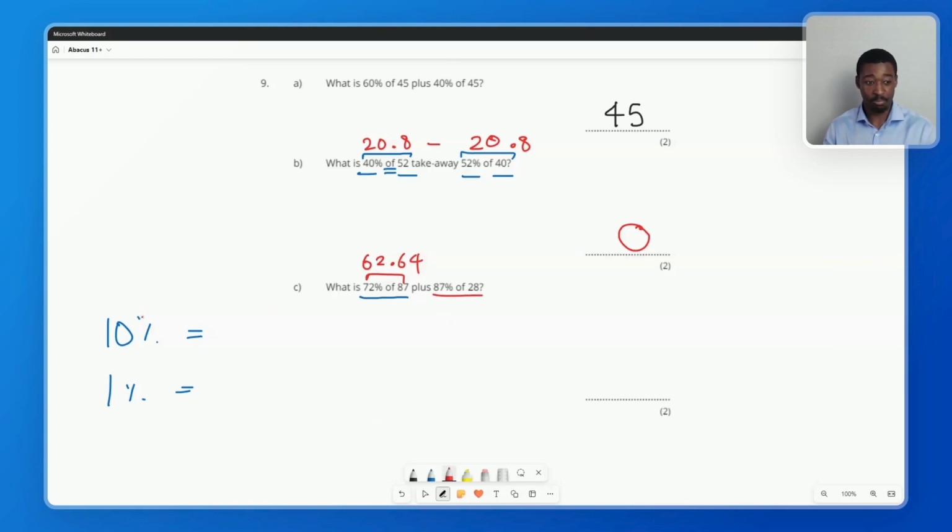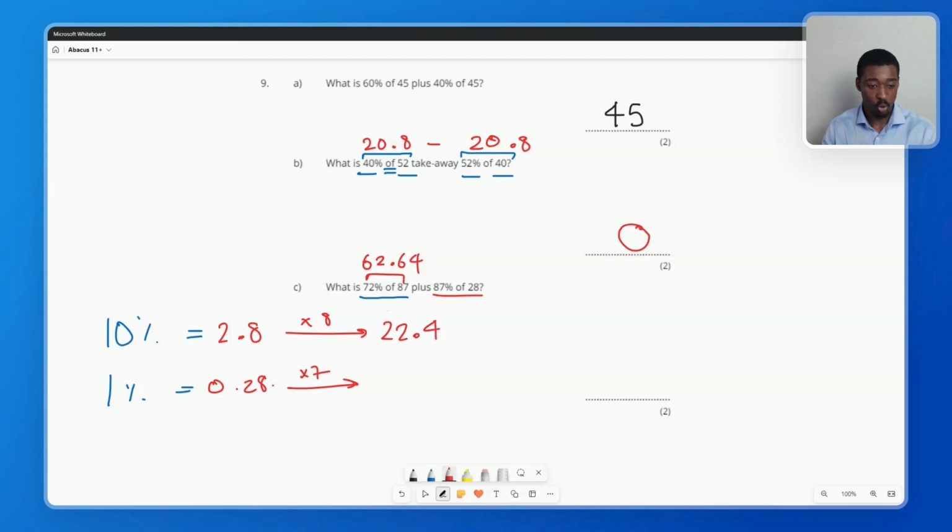And in actual fact, let's do the same thing for 87%. Start with standard percentages. 80, we make it from 10%, and 7, we make it from 1%. 10% of 28 is 2.8. 1% is 0.28. Multiply this by 8 to get 80%. Multiply this by 7 to get 7%. So 2.8 times 8, well, 2 times 8 is 16. 0.8 times 8 is 6.4. So we have 16 plus 6.4, which is 22.4.